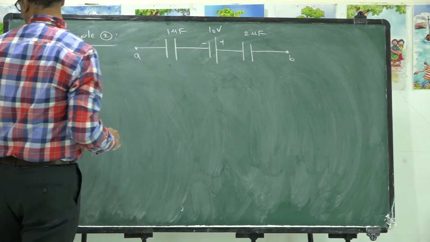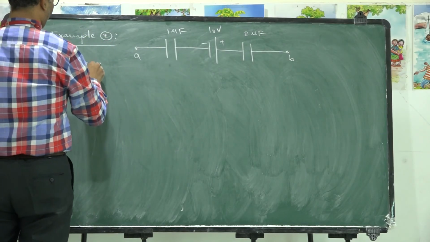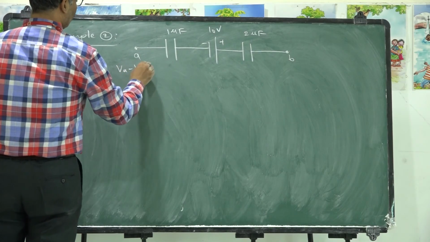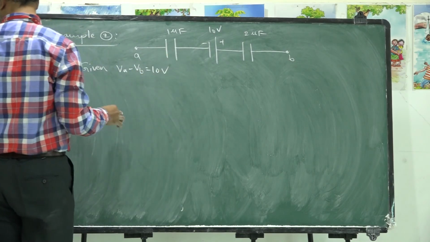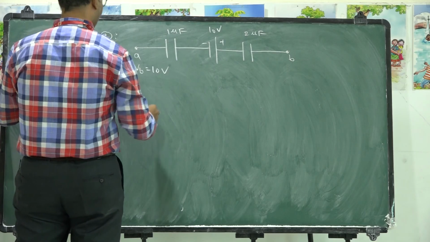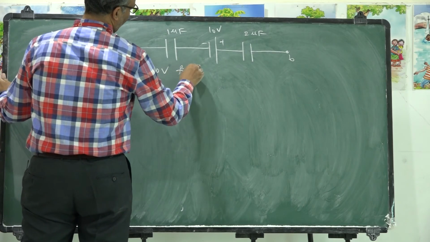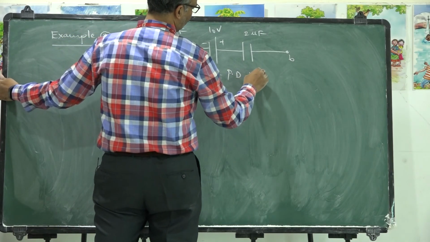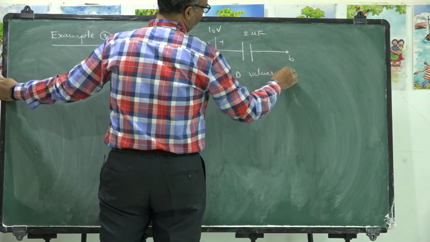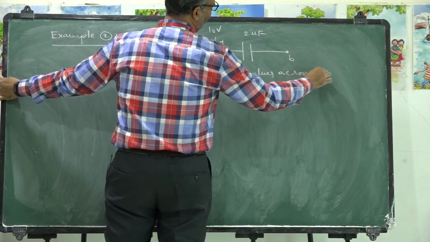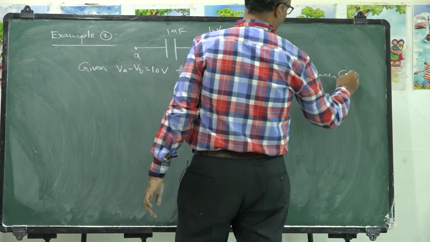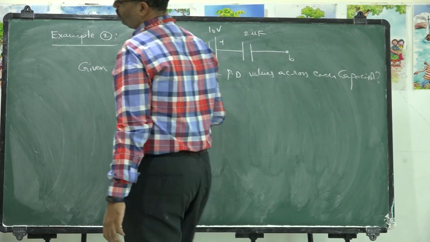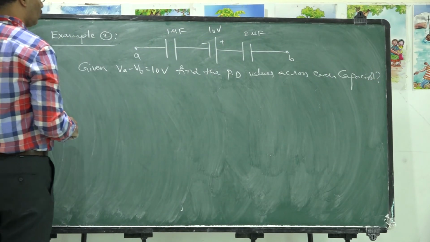Now the question is, given VA minus VB is equal to 10 volts, find the potential difference across each capacitor. Find the potential difference values across each capacitor. This is the question. The solution is quite simple.